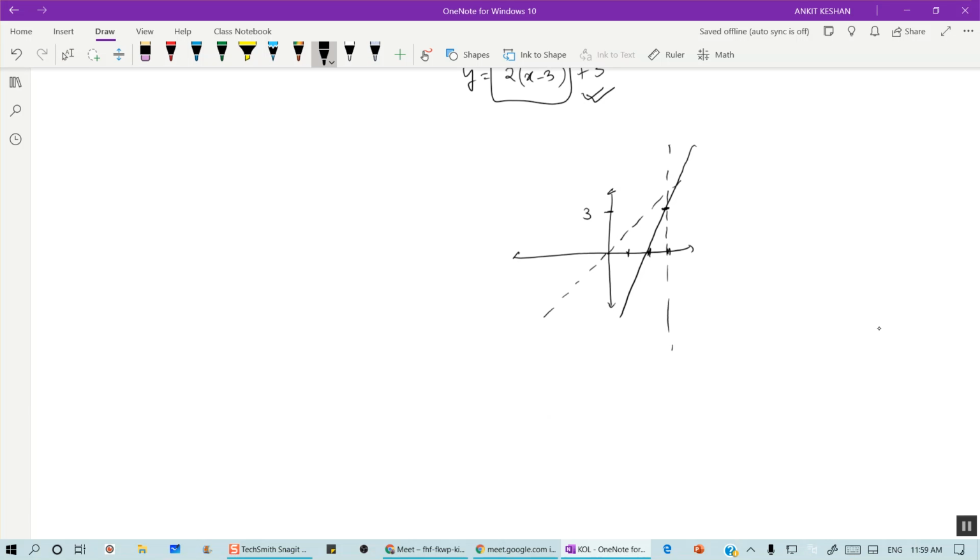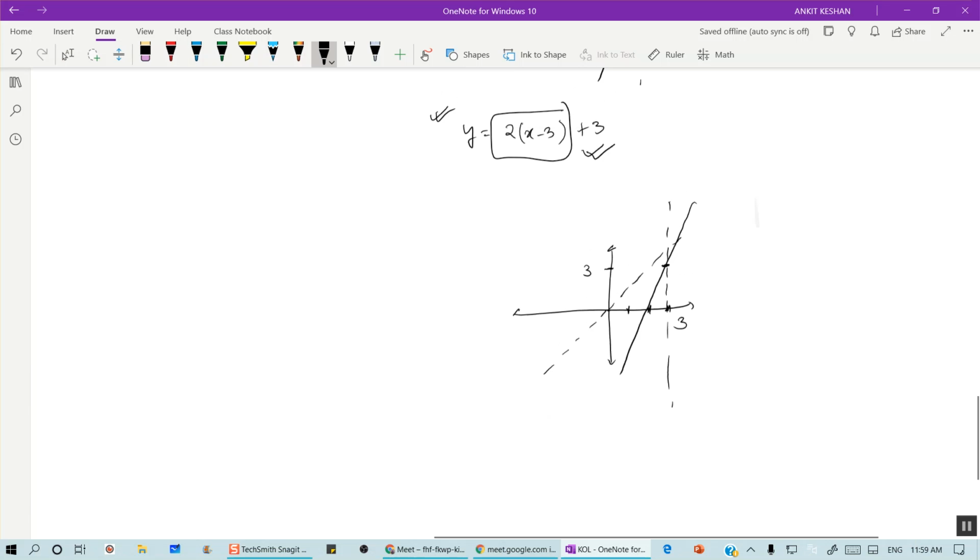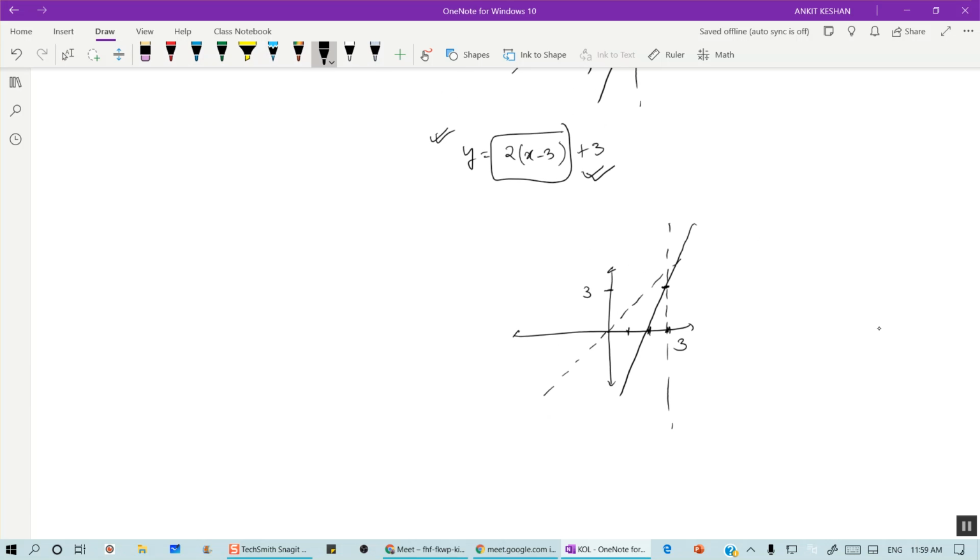Okay, so this is 3 and this is 3. So this is what? y is equal to 2 times (x minus 3) plus 3. So basically y is equal to 2x minus 3. Okay, y is equal to 2x minus 6 plus 3. So it is 2x minus 3, right?